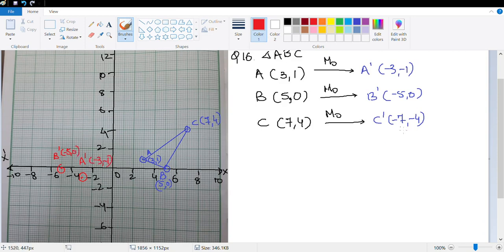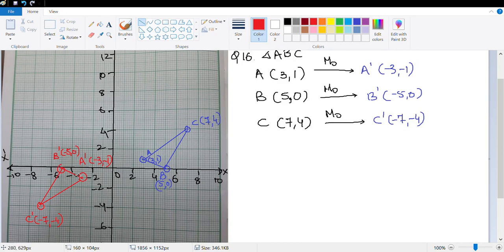And then the last one is -7, -4. That's -7. This is -4. This is C dash, -7, -4. And again, I would need to join them using a straight line. So I'll take a scale and I'll join BC, then I'll join AB, and eventually I join A dash, C dash.